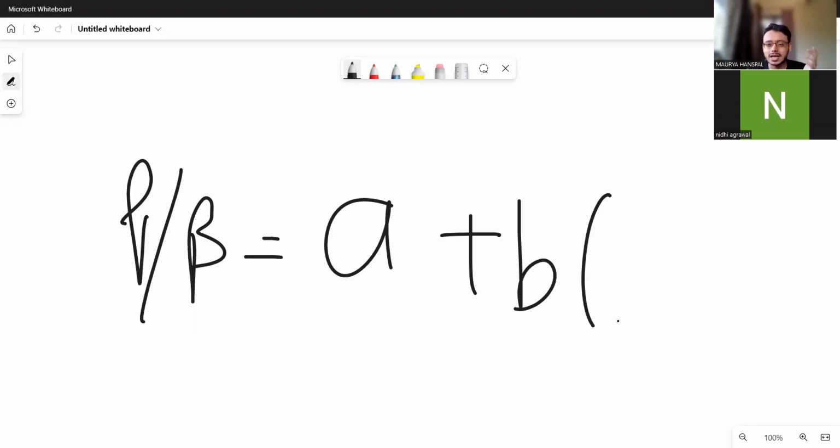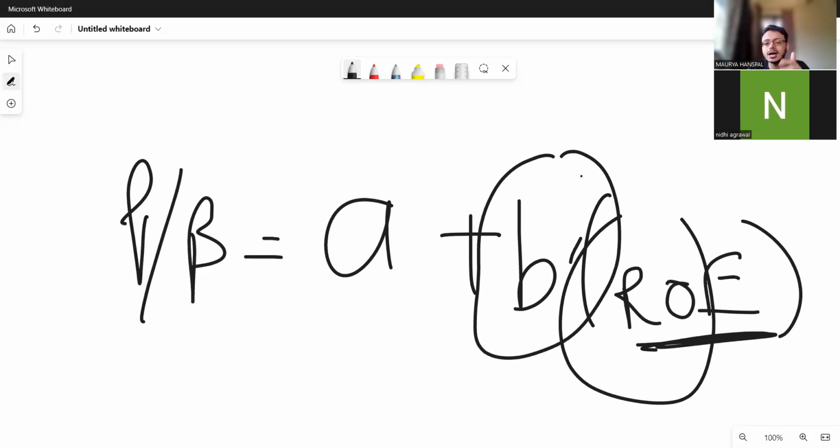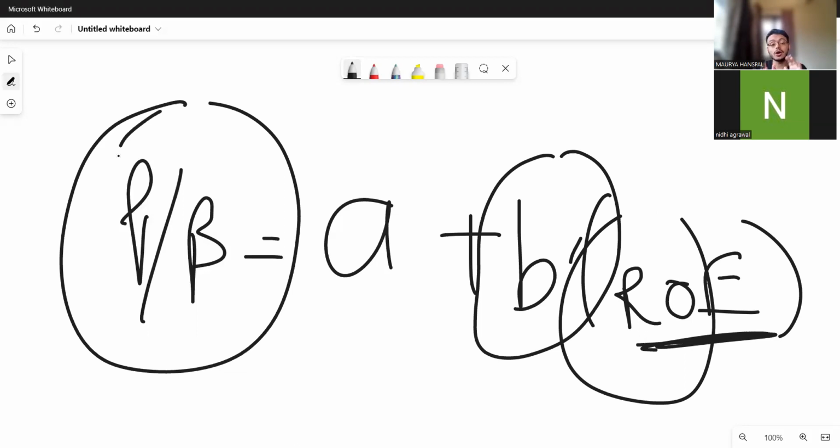Ask me through WhatsApp, social media channels, or in the doubt sessions. Because of changes in ROE, a percentage increase or decrease in the ROE would affect the percentage increase or decrease in your price to book value ratio. If ROE is rising, ideally your PB should also rise. If ROE is falling, your PB should fall or at least remain constant, right?